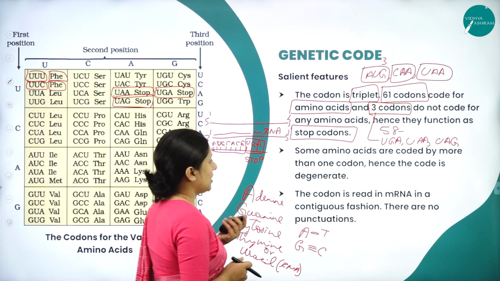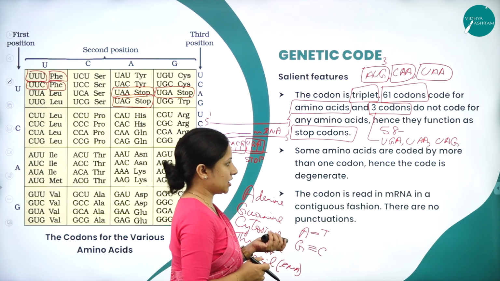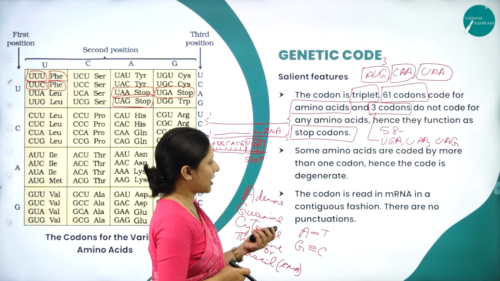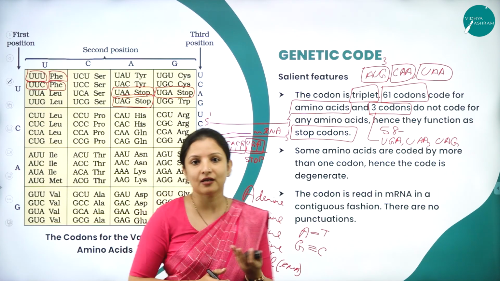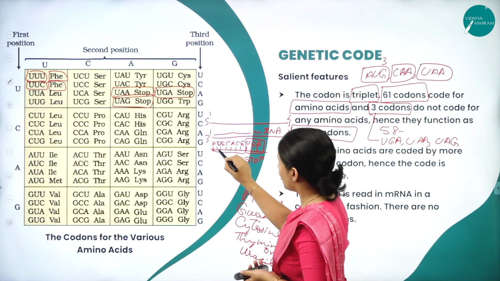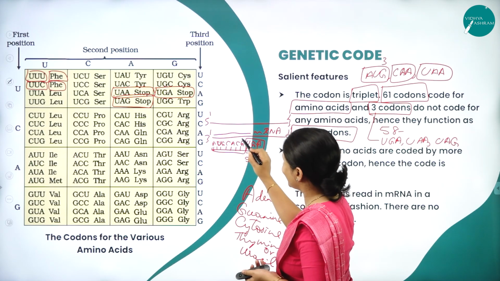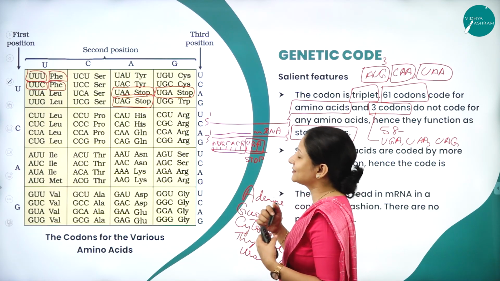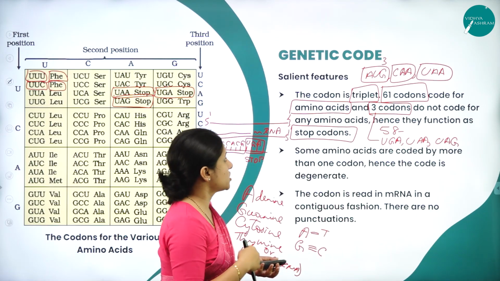Hence, the code is degenerate, and the codon is read in mRNA in a contiguous fashion. There is no punctuation. As I wrote here, have I written it as A, U, G, C, A, C like that? No, we write it at a stretch, right? So, these are the salient features of the genetic code.